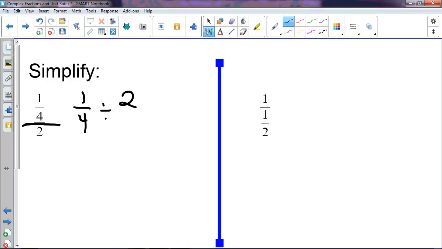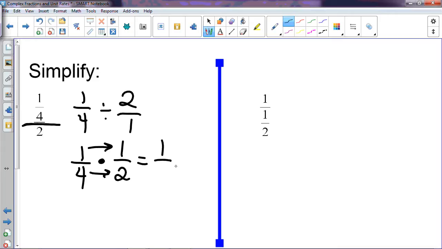Now that we have a whole number as one of the things in our fraction, why don't we just change that to a fraction? To change any whole number to a fraction, we just put a 1 underneath. Now this looks a little bit more familiar. When we're dividing fractions, we keep the first thing the same, change our division sign to multiplication, and then take that second fraction and flip it upside down. So instead of 2 over 1, we're going to have 1 over 2. If you could cross simplify here, I would highly suggest that. Then we just multiply straight across. So 1 times 1 gives us 1, 4 times 2 gives us 8.